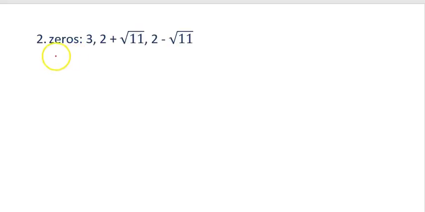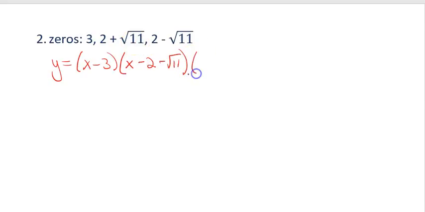I don't have any multiplicities here, so I don't have to worry about that. I just have to back these up and multiply. So I have x minus 3. What happens here is you distribute that, you do the opposite sign of both. So x, this is a positive 2, so I'll put minus 2. This is a positive square root of 11, so I'll put minus square root of 11. And then the same thing here. X, this is a positive 2, so I put minus 2. This is a negative square root of 11, so I put plus square root of 11.